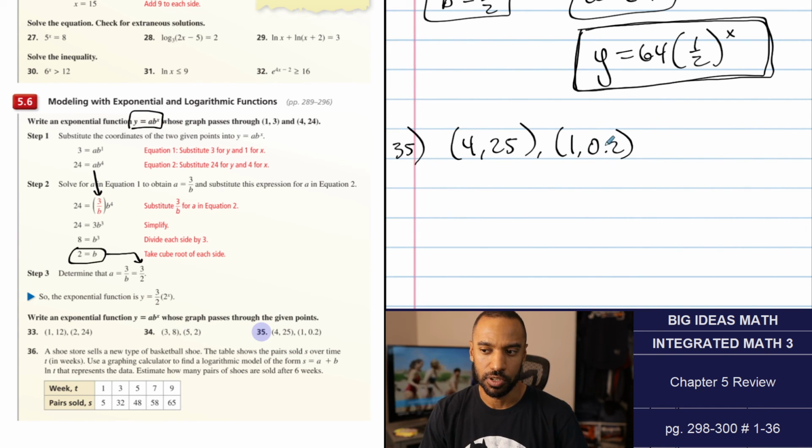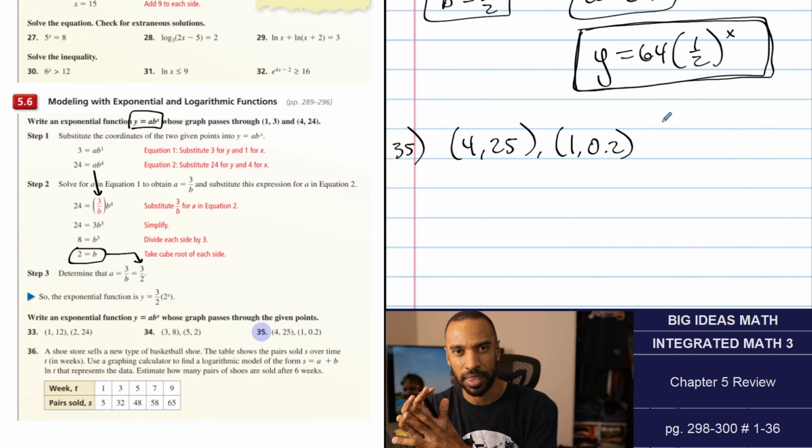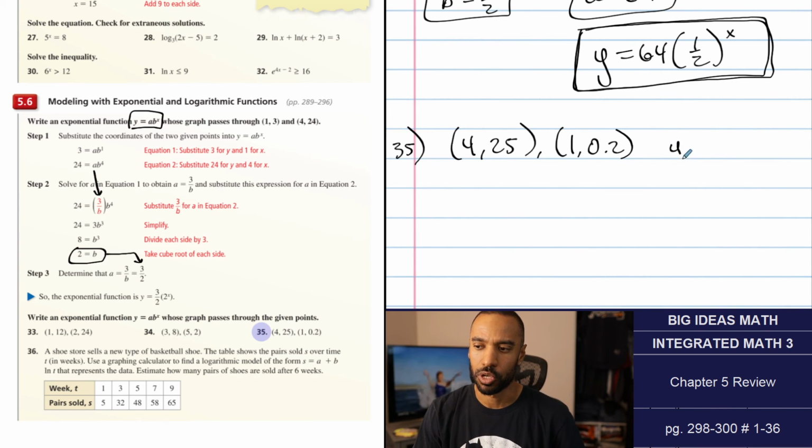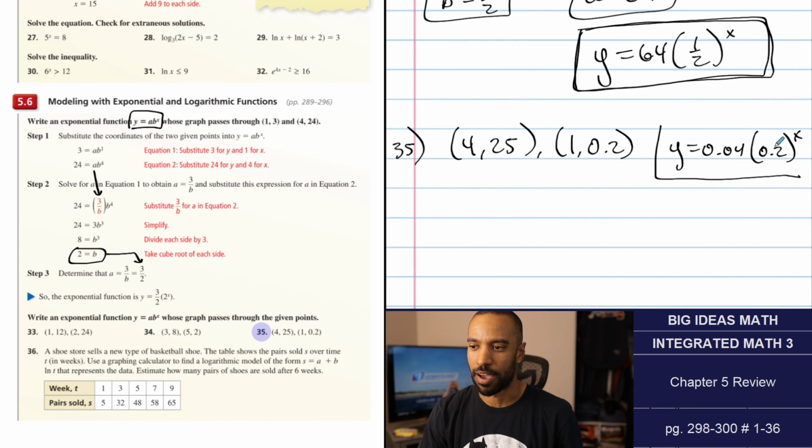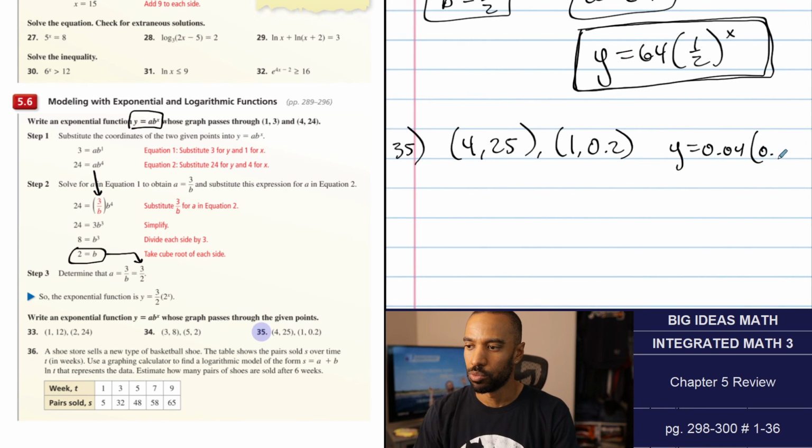Your a value, if you divide this one by 5, 0.2 divided by 5 is 0.04. So I believe this equation is y equals 0.04 times 1/5 or 0.2 to the x power. Whichever one you want to write, it's up to you. This is kind of how my final is going to look here. So, whoops. Put that in blue.